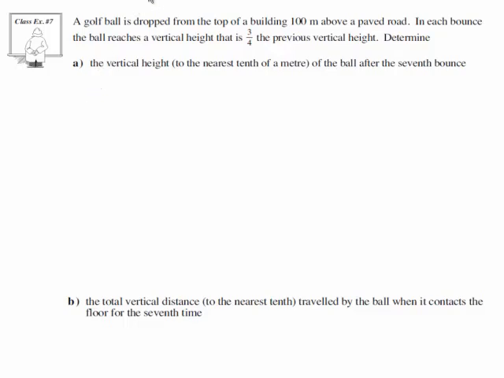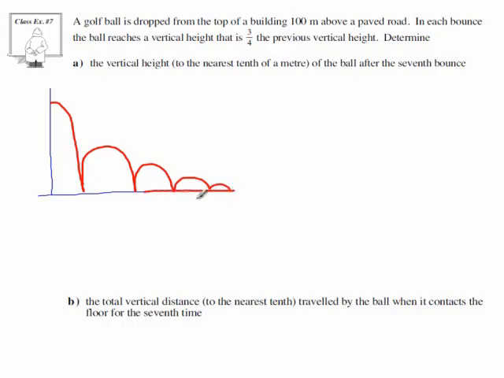Alright, so I always like to start with making a picture of what the actual situation is. So the ball is being dropped from a height of 100 meters. And every time it bounces to 75% of its former position. So obviously not very accurate, but that's fine.